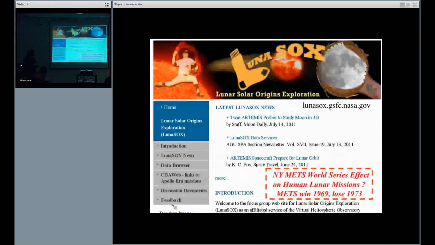So here's our website, which mainly is where you go to look at our data browser services for the lunar data and related data we've been looking at. So it's lunasox.gsfc.nasa.gov for Goddard. We have a number of services over here I'll talk about in a minute.